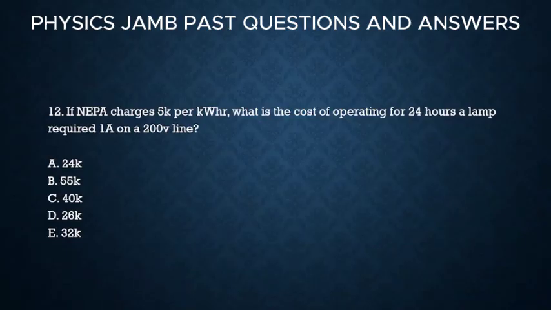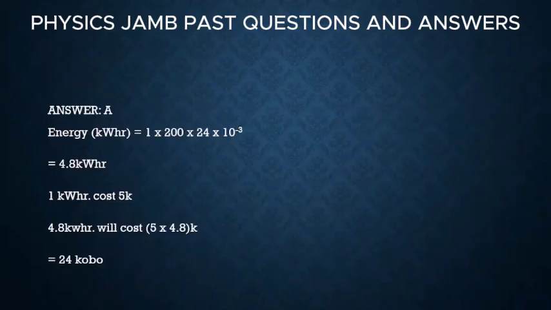If NEPA charges 5 kobo, that one is 5 kobo, not 5,000, sorry. So it's 5 kobo. If NEPA charges 5 kobo per kilowatt hour, what is the cost of operating for 24 hours? A lamp requires 1 amp on a 200-volt line. A. 24 kobo, B. 55 kobo, C. 40 kobo, D. 26 kobo, E. 32 kobo.